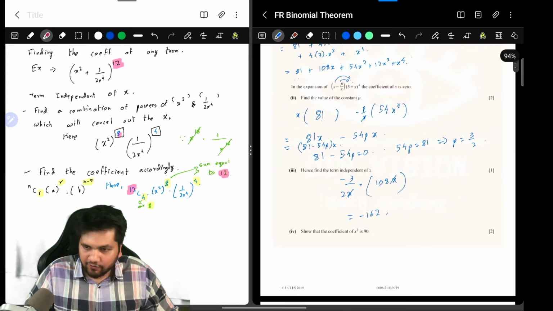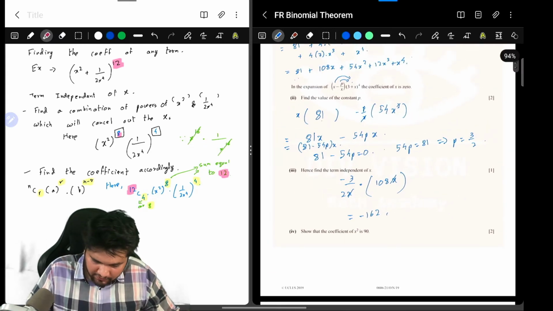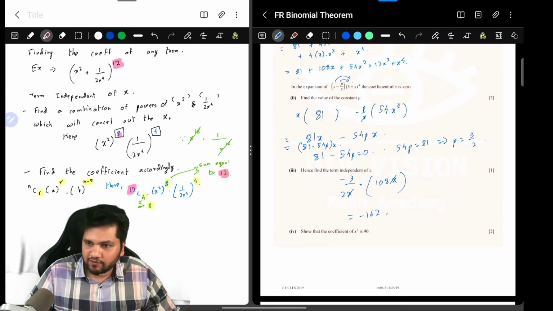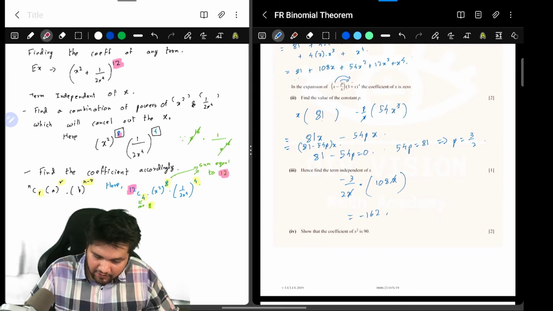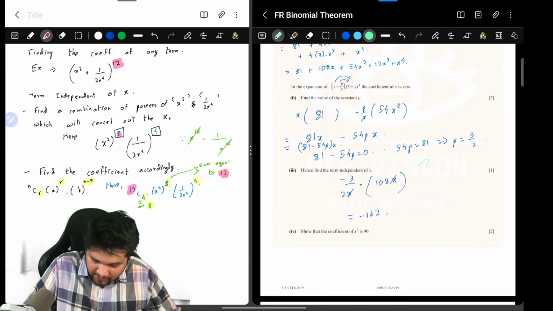Okay. Similarly, the fourth one also, pay attention. Okay, it's okay, you can solve it later. Show that the coefficient of x square is 90. That means what? We are looking for the coefficient of x square. Again, same thing. See, x into what? This time we can write this thing, one sec. It becomes (x minus 3 by 2x) times (3 plus x) to the power of 4. This is the question which became.